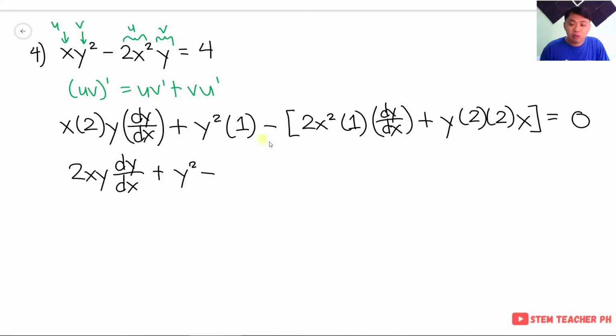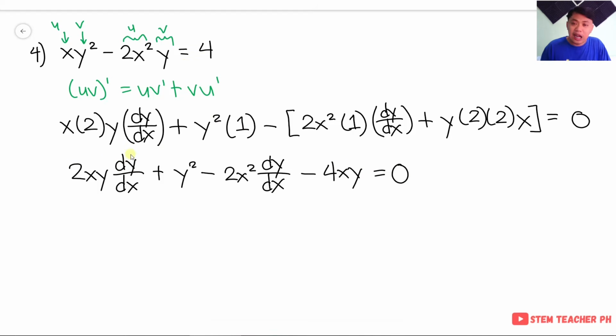Pero dahil meron tayong subtraction sa labas, kuhanin natin yung opposite sign, so we have minus 2x squared times dy over dx. Same here, dahil meron tayong subtraction sa labas, so this will become minus, from addition will become subtraction, and then 2 times 2 is 4 times x times y. So we have minus 4 times x times y is equal to 0. Ito yung importance nung paggamit ng grouping symbol sa pagkuha ng derivative ng 2x squared y. So now we can proceed with our simplification process further.